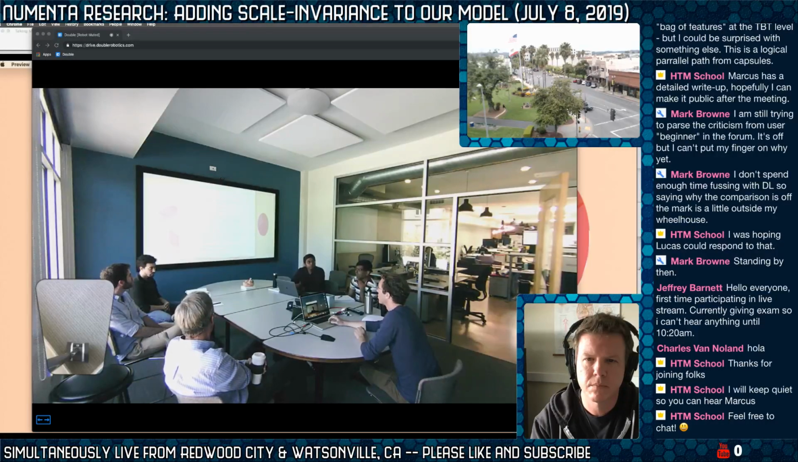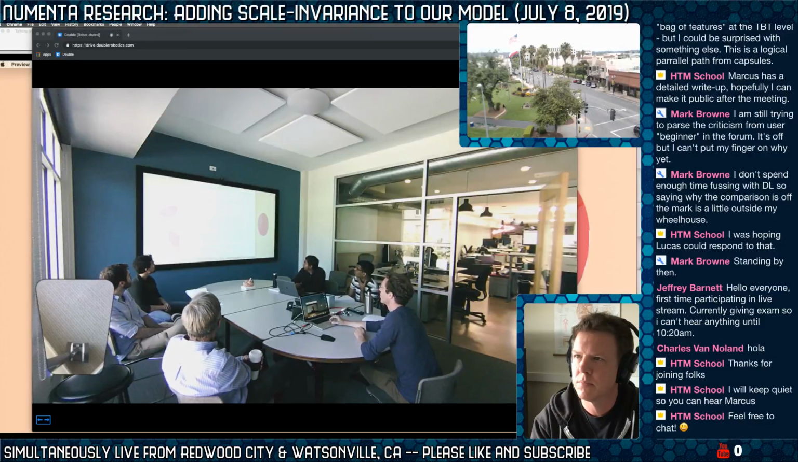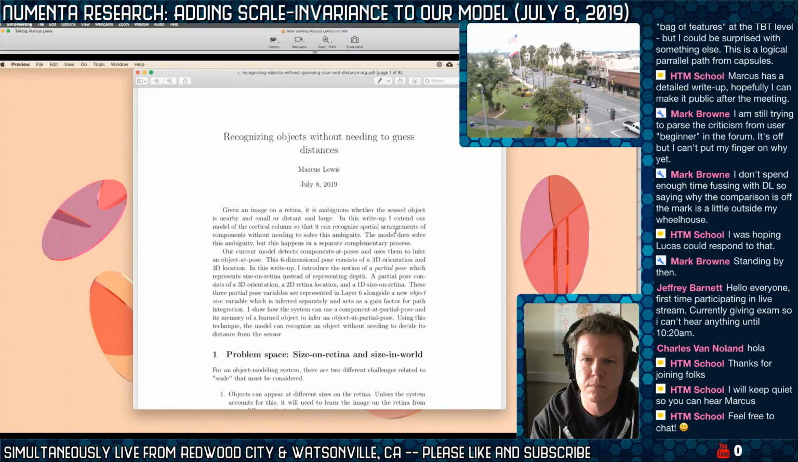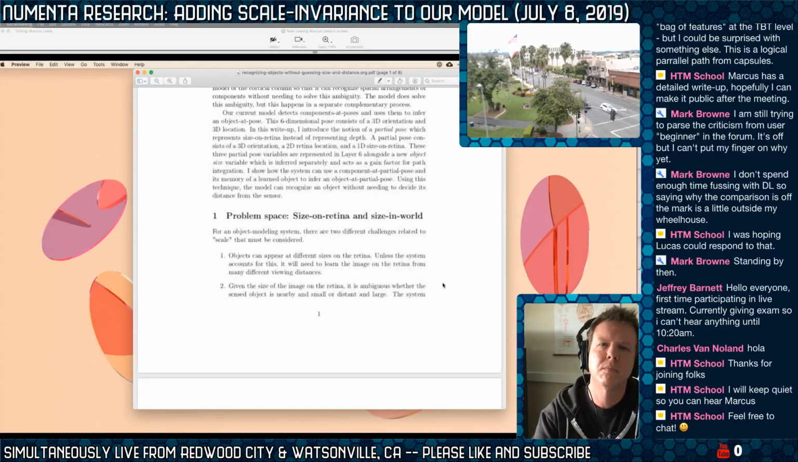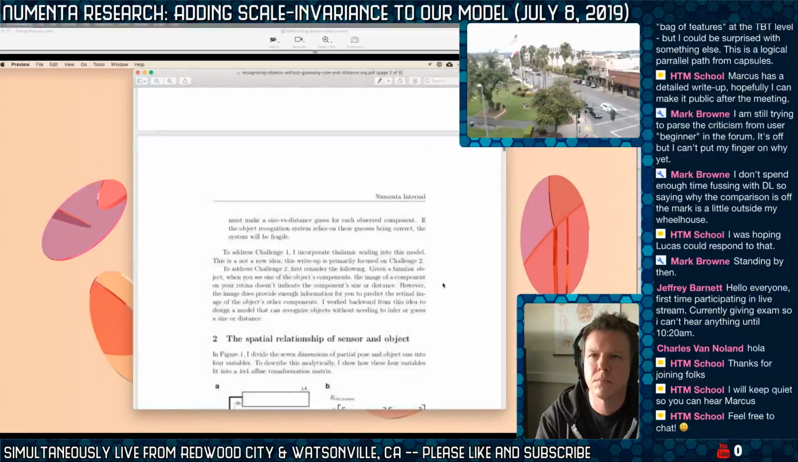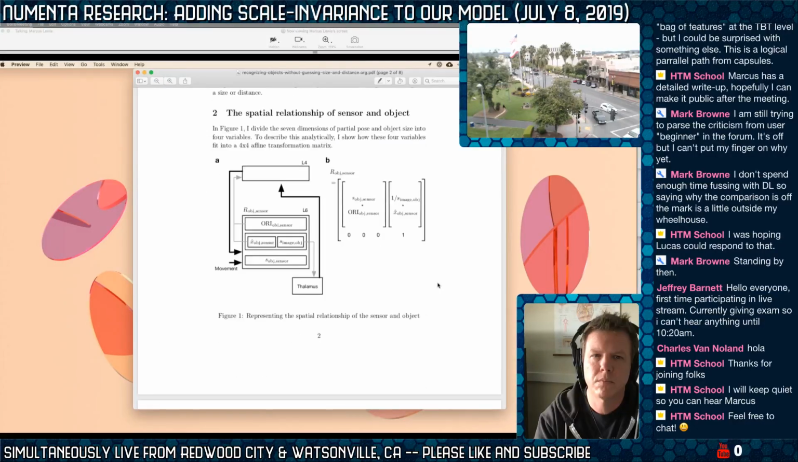Okay. So just read the sentence. In this write-up we extend the model so that it can recognize spatial arrangements of components without needing to solve the ambiguity between whether the sensed object is nearby and small or distant and large. Then I follow it up by saying the model does solve the ambiguity. It does figure out distances, but it happens in a separate complementary process. Now I'm going to scroll through the figures without going through them in detail, just to show what this is.